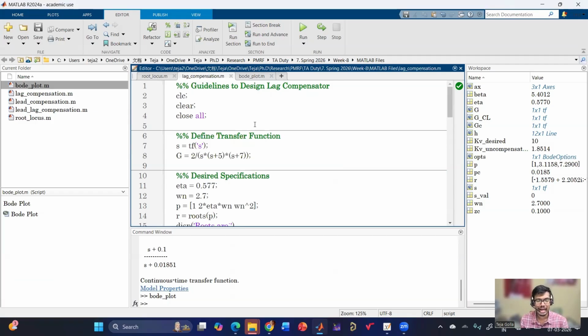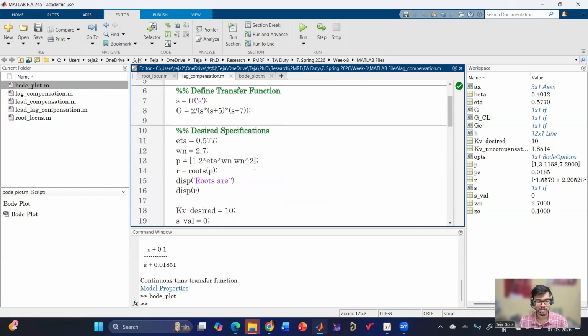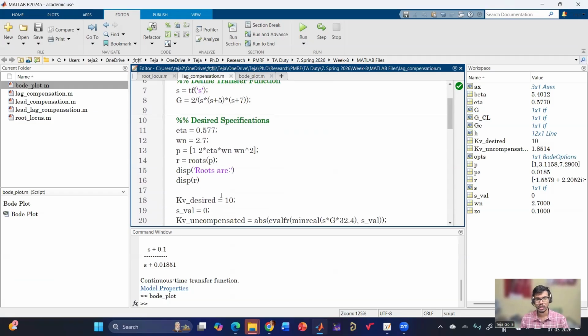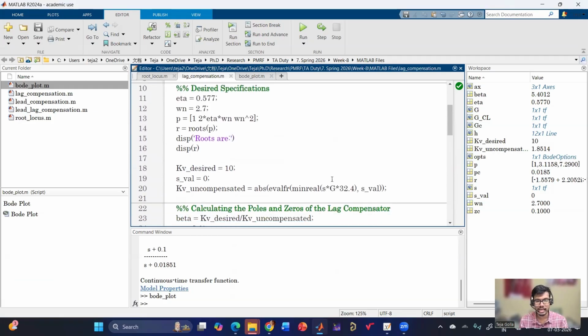So, guidelines to design the lag compensator. First, these three lines are common for any code: I'm clearing the command window and workspace as well as closing all the plots. Then I have to define the transfer function, which is coming from the input. Based on the desired specifications, I have checked what my roots are. Then using these roots, I will plot the root locus and see whether a gain k is sufficient or not. That gain k is obtained to be 32.4.